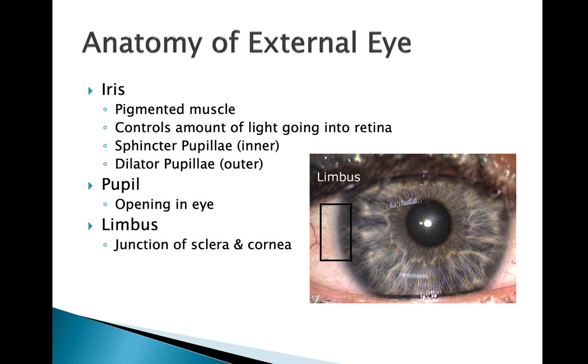And then finally, the limbus. The limbus is the junction where the sclera meets the cornea. So here on the outer edge is the sclera and here is the cornea. The important part about the limbus is that's where new cells are generated to revitalize the cornea. The cells are made in this limbal region and then they move inward.